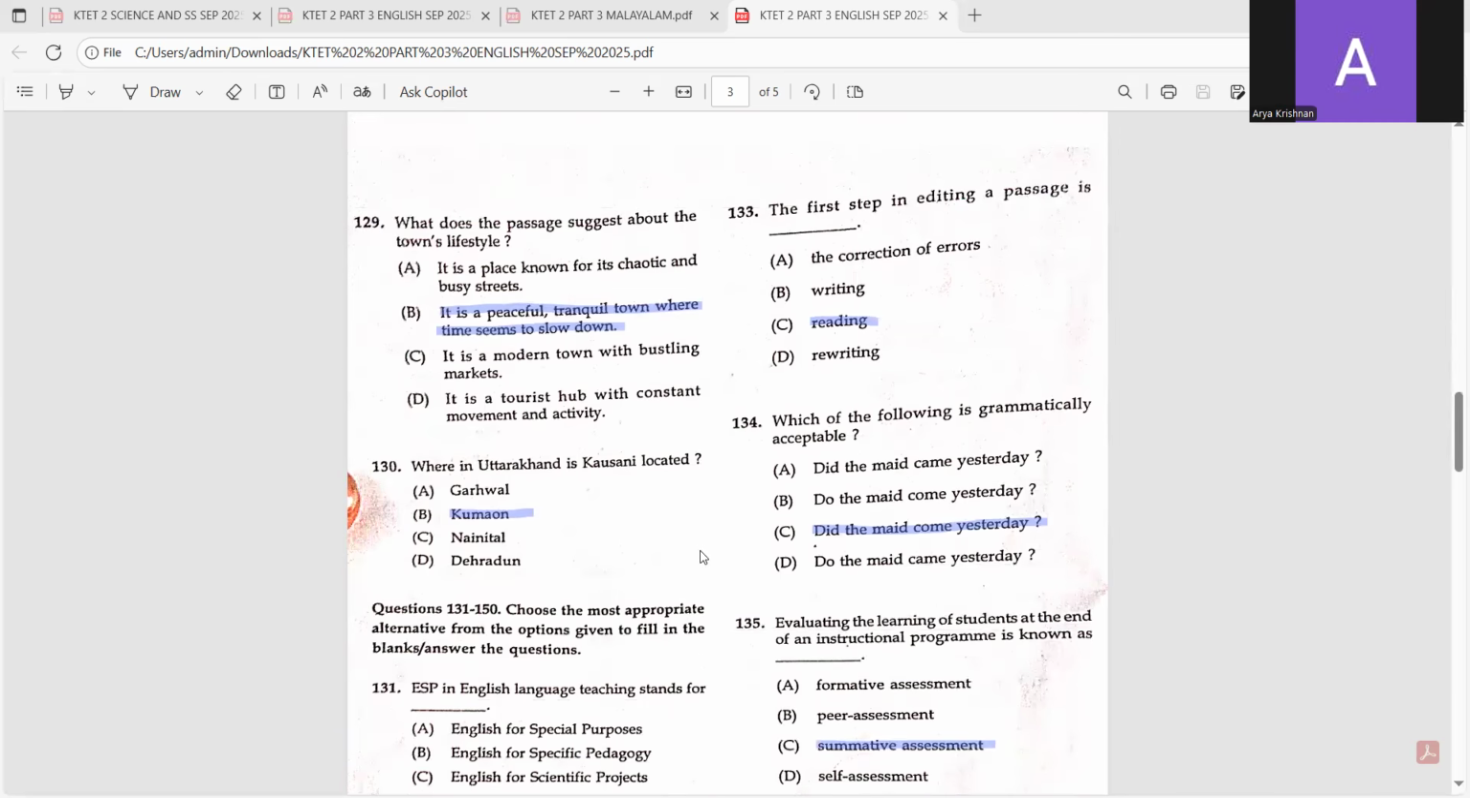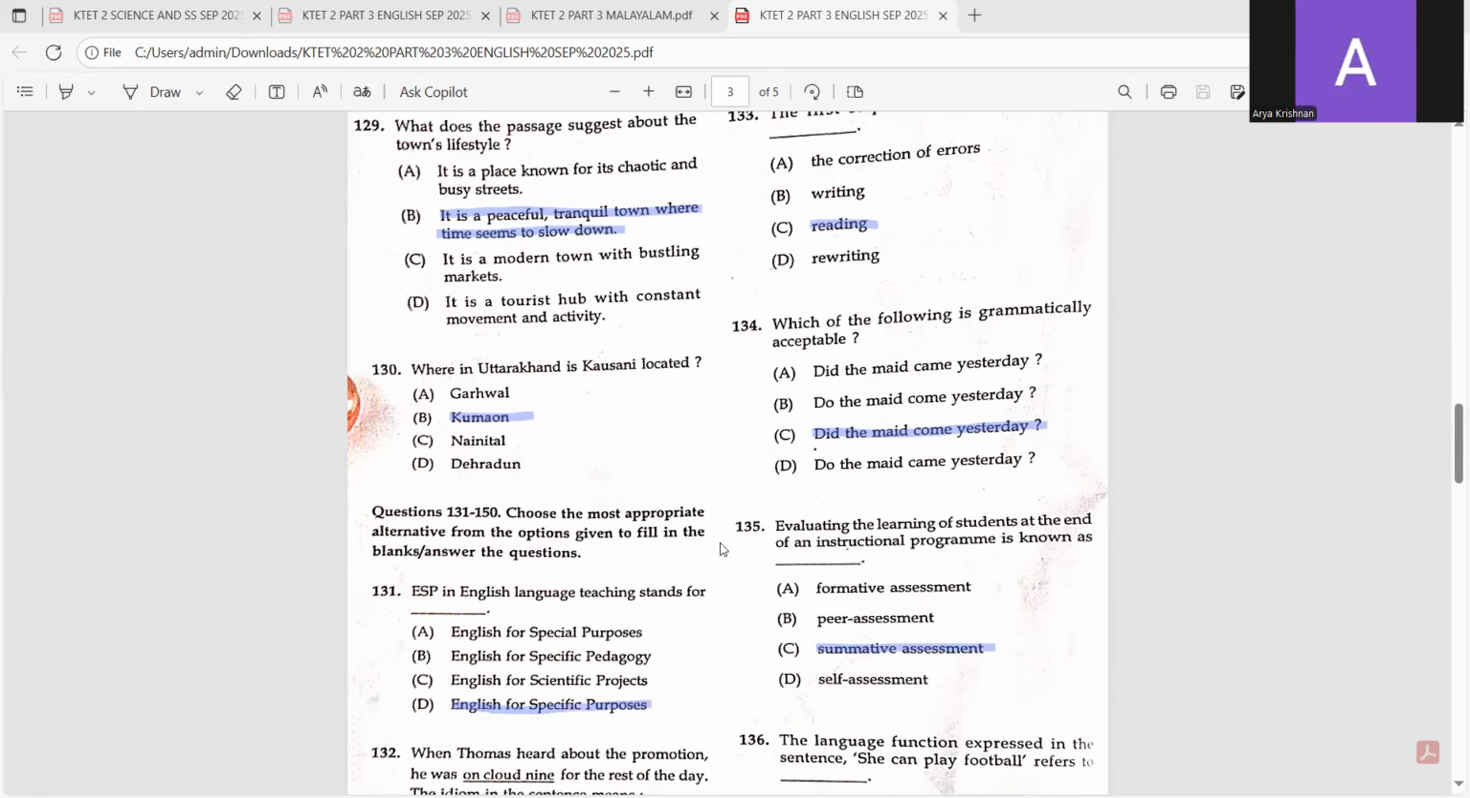Question number 129. What does the passage suggest about the town's lifestyle? It is a place known for its chaotic and busy streets. It is a peaceful, tranquil town where time seems to slow down. It is a modern town with bustling markets. It is a tourist hub with constant movement and activity. Answer is option B. It is a peaceful, tranquil town where time seems to slow down.